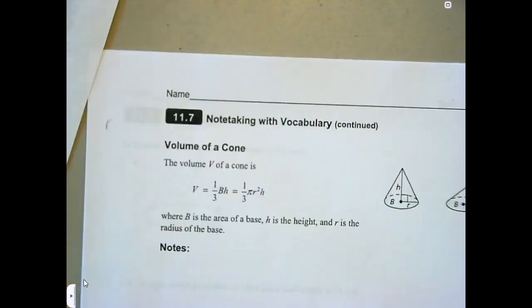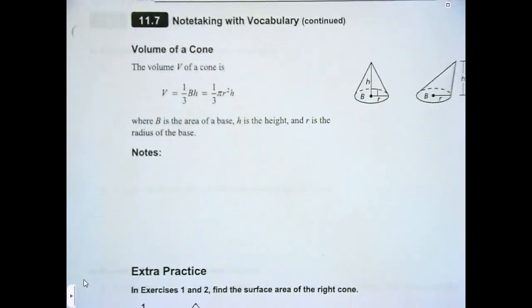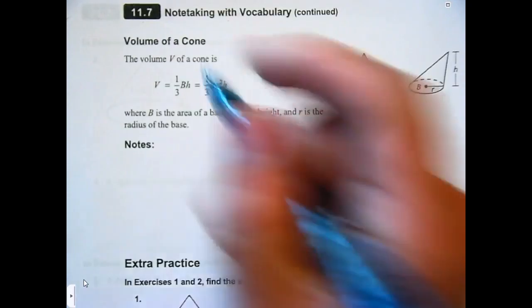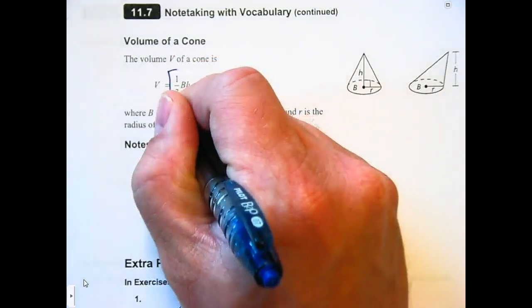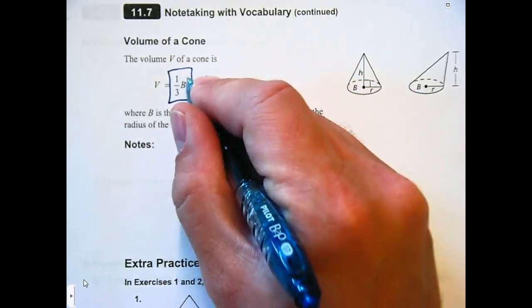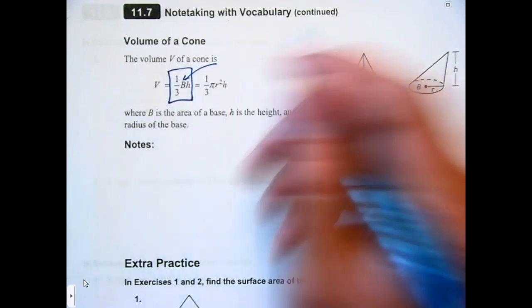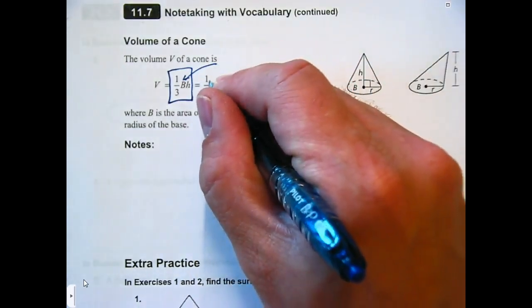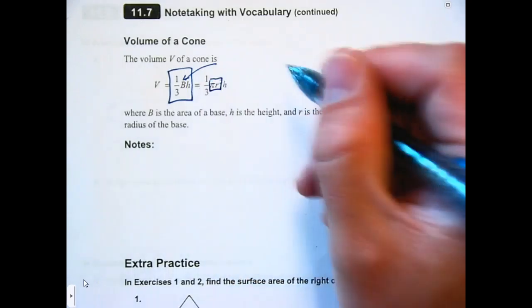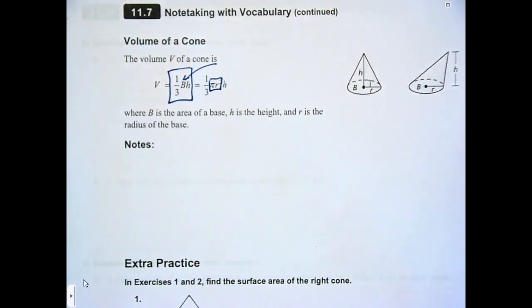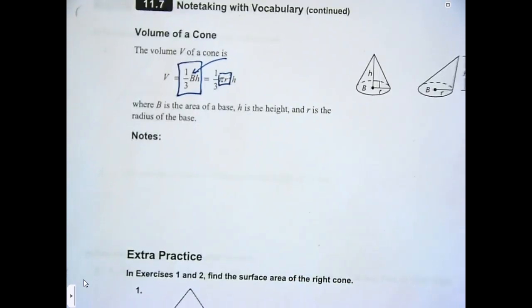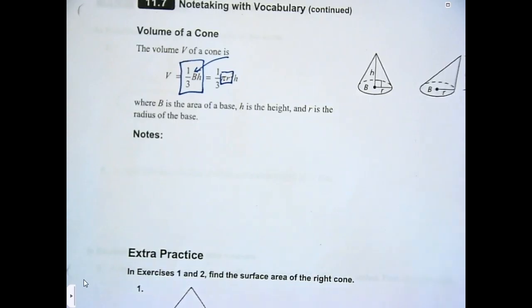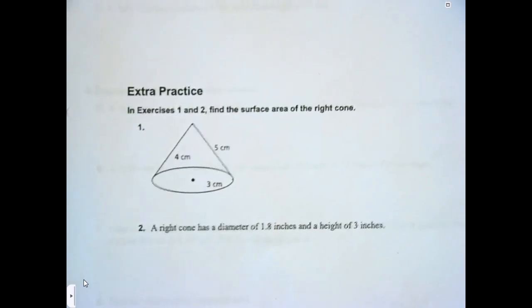If we move on to volume, volume is area of the base times the height. It's 1/3 BH. Just like we did yesterday, it's just B has now changed from being a triangle or a square to a circle. So B is pi r squared. All right, so we have 1/3 pi r squared h. And that 1/3 is what ends up helping us deal with that as it gets smaller and smaller.